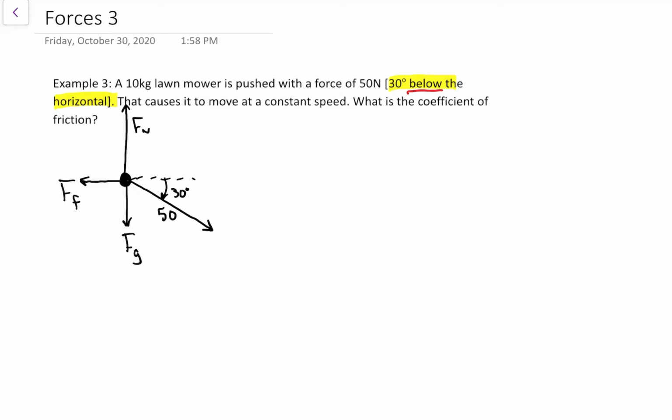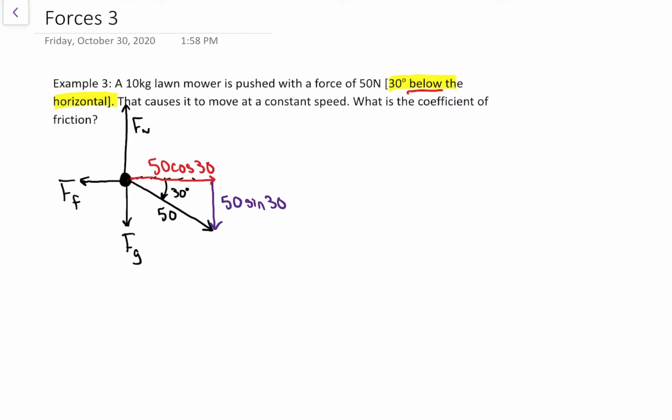Kind of like we did before, we have to break that force that's on an angle into its two components. Since it's not moving on a funny angle, it's moving horizontally, the horizontal and the vertical are the important ones. Opposite the angle is going to be a sine relationship. Adjacent to the angle is going to be a cosine relationship.